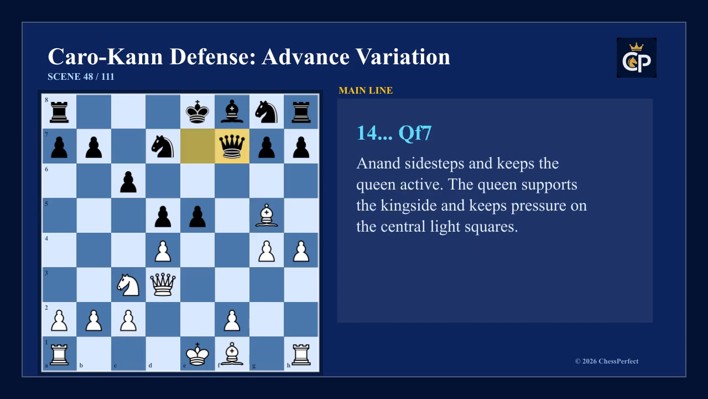Queen f7. Anand sidesteps and keeps the queen active. The queen supports the kingside and keeps pressure on the central light squares.